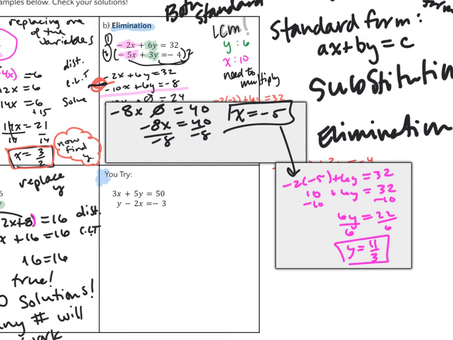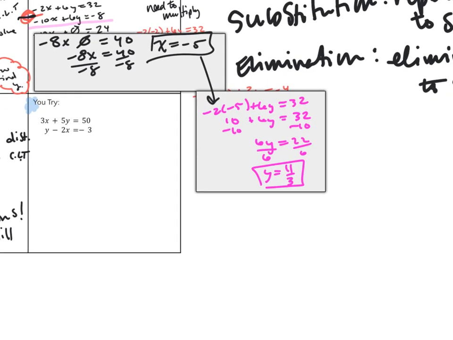I don't think that's right either. Negative 5 plus that is 10. 0. Plus that is... See why we don't like elimination? And by we, I mean me.